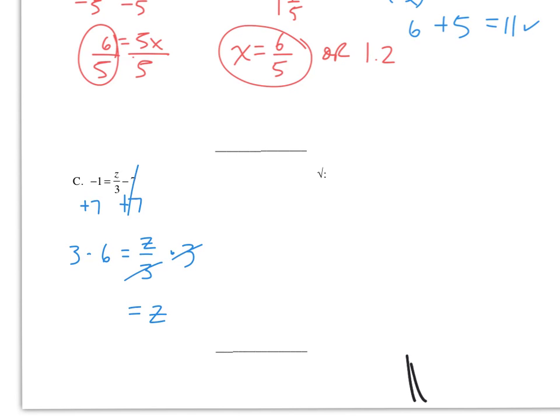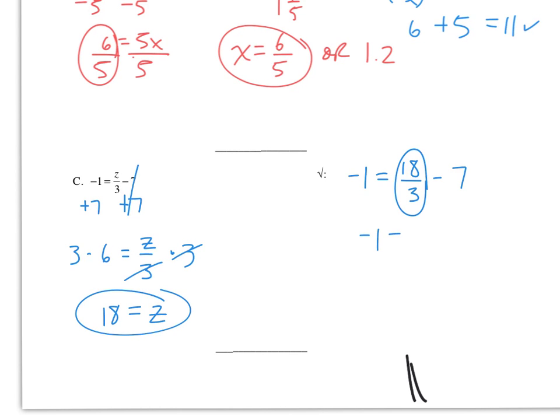I heard 12, 18, and 19. 18. All right, so how about 18? In terms of our check, negative 1 is equal to 18 divided by 3 minus 7. What's 18 divided by 3? 6. Is negative 1 equal to 6 minus 7? Yeah. Check. Done. I know this seems like a lot, but literally that took us 4 seconds to do.